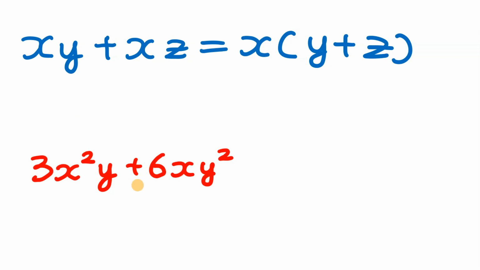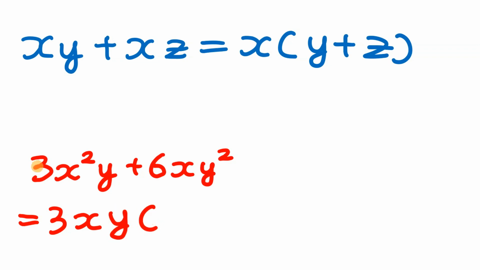If we look at this example down here, 3x squared y plus 6xy squared, this one's a bit more complicated because we have quite a few terms that we can factorise out, okay? So here we have a 3 and here we have a 6, so they are both multiples of 3, so we can factorise out 3. Here we have x squared and here we have x, so we can factorise out x, and here we have y and here we have y squared, so we can factorise out y.